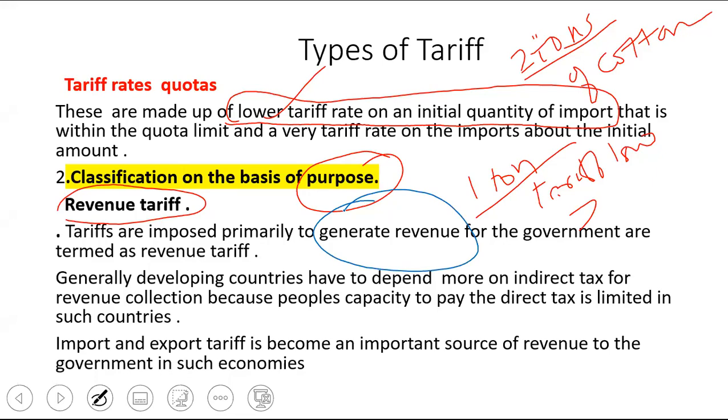Developing country depends more on the indirect tax for revenue collection because the number of people who have the capacity to pay direct tax is limited. We saw this in the case of India. India is depending more on GST. India is depending more on excise duty or custom duty, which are all indirect taxes. Because the people who pay direct tax are few. The reason is either the income of the people is low, or second possibility is people are evading the tax.